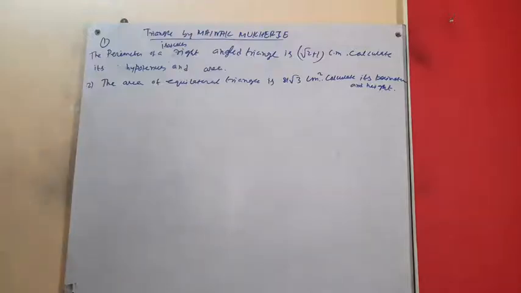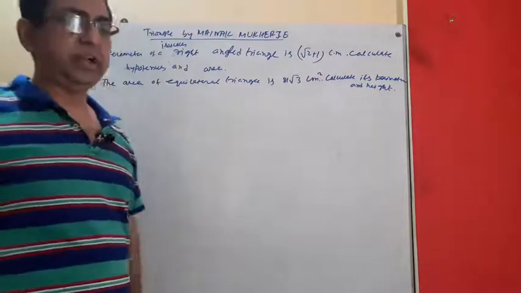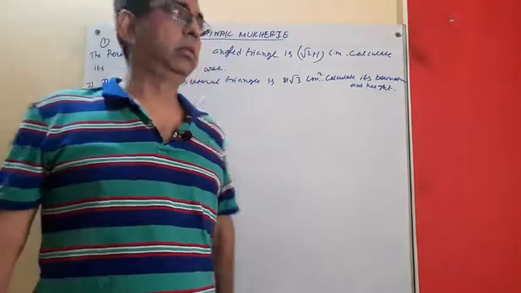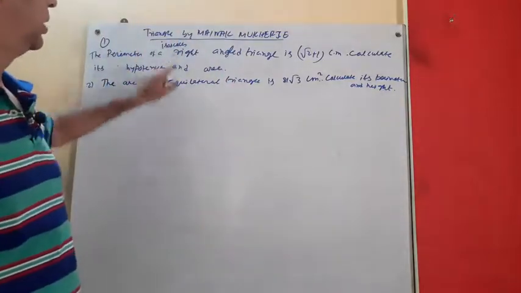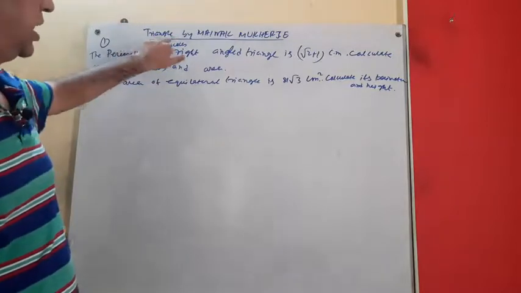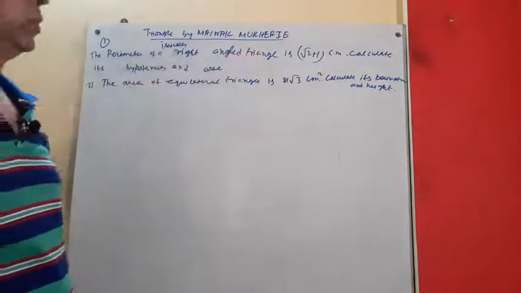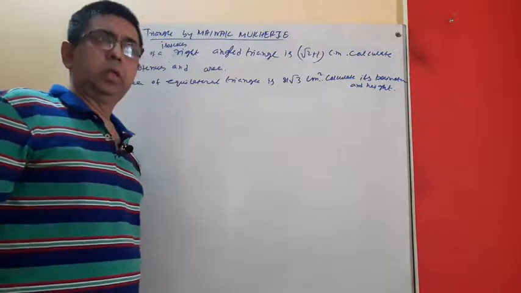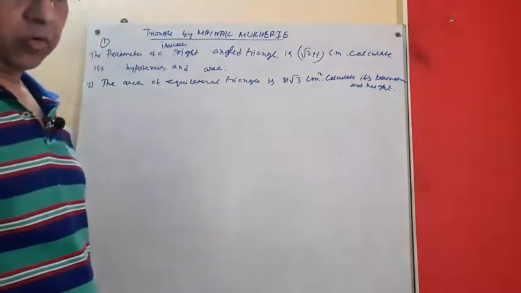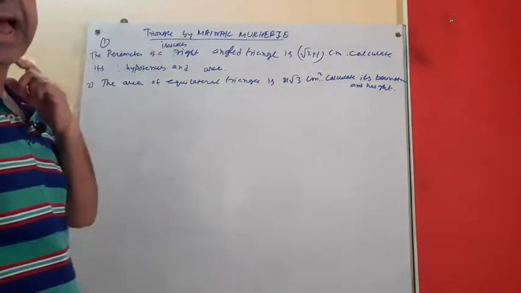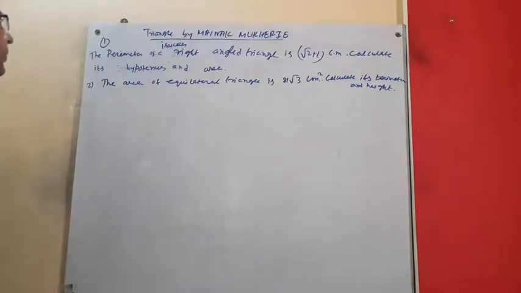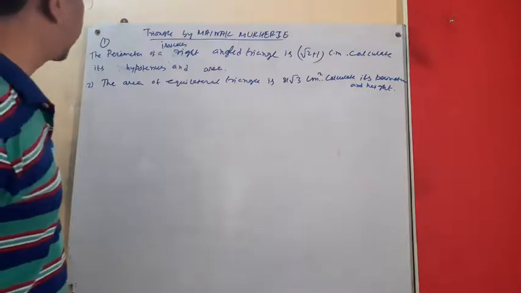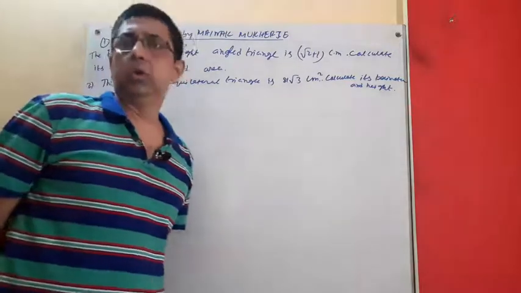Hello students, today I will start numericals on triangle. I have already discussed the formula of triangle. You can search "triangle by Moinath Mukherjee" on YouTube and you will get the video. There I have discussed the formula, the perimeter, area and height of a triangle. We have already discussed that. Now I am going to start some numericals on this.